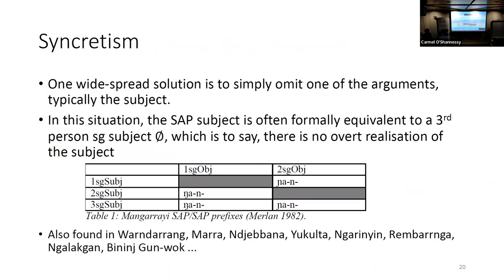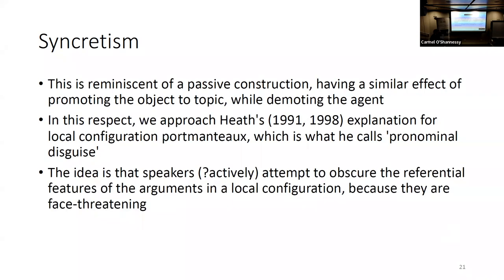So one very widespread solution is to simply omit one of the arguments, typically the subject. In this situation, the speech act participant subject is often formally equivalent to a third person singular subject, which is to say that there's no overt realization of the subject at all. So in these examples from, for instance, another one of the languages that Francesca worked on, we've got the same prefix used for first singular objects in combination with either a second or a third person subject, which means that you've got a neutralization of person there. In essence, all you're marking is the fact that the first person is an object. You're not saying anything else about who the subject is. And this is a very widespread solution. You get it in all these languages, obviously, at the bottom there, and possibly others as well. So this is somewhat reminiscent of a passive construction and has a similar effect of promoting the object to topic while demoting the agent.